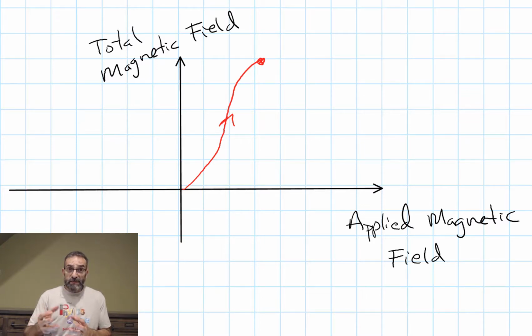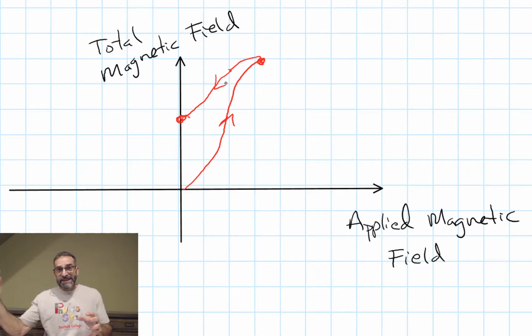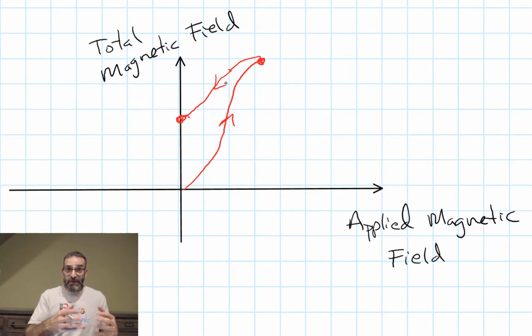Now we remove this external field, and some of the domains in that piece of iron will stay aligned, and we will have a permanent magnet, which means we're going to measure some magnetic field even though we're not applying a magnetic field anymore. This is called hysteresis, when you go through a cycle and you don't come back to where you started. So we've gone through a cycle, we've turned on an external magnetic field, we've turned it off, and we're not back where we started. We now have residual magnetism because we've created a permanent magnet.